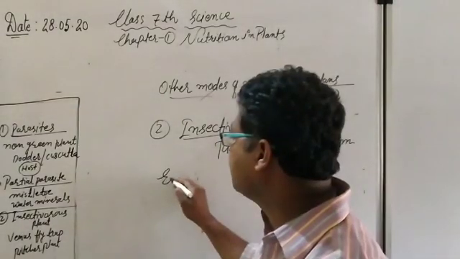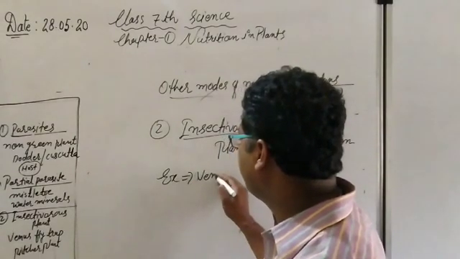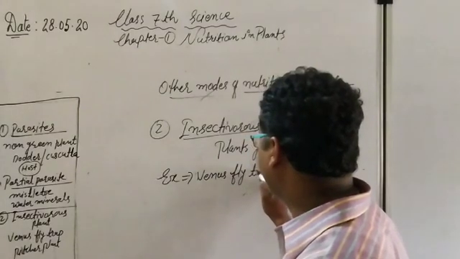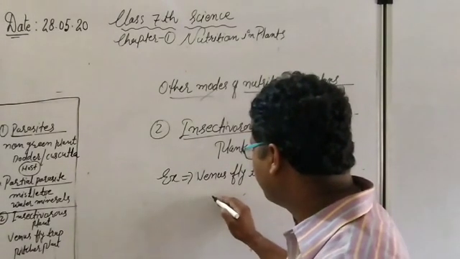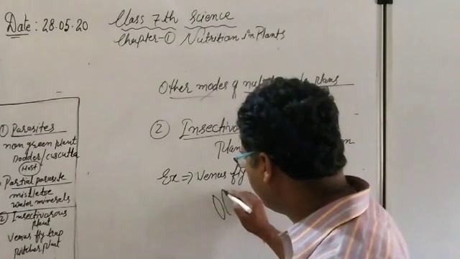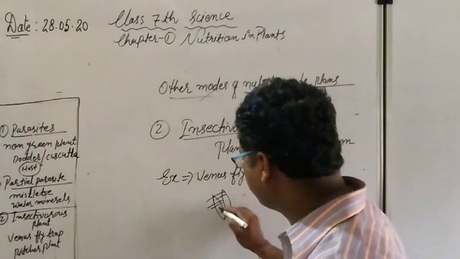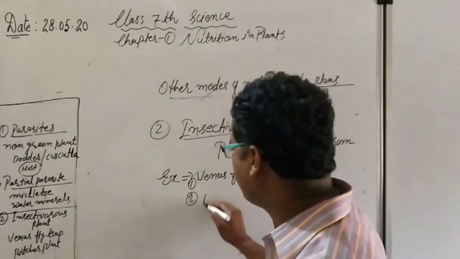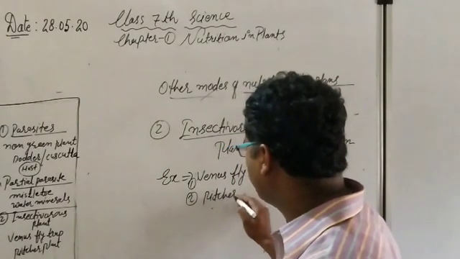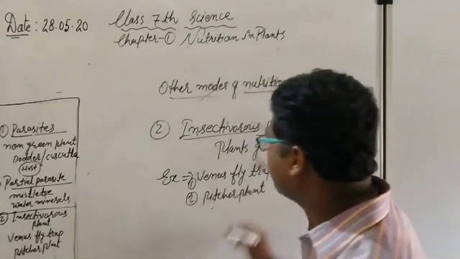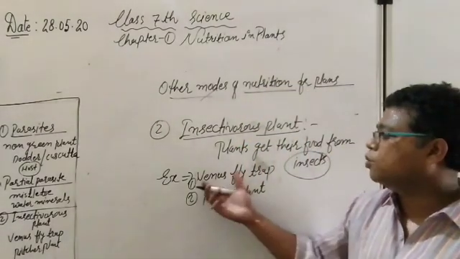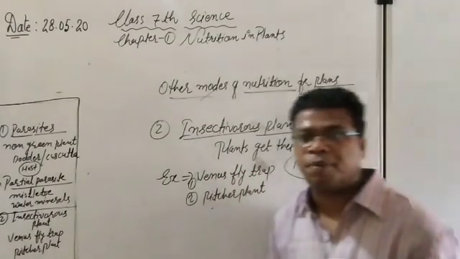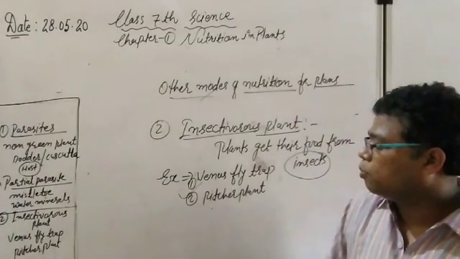For example, a very easy example that we can see is the Venus flytrap. It has two parts like that, and they contain so many hairs. Venus flytrap is the first example, and the second is the pitcher plant. For more information, you can see the figure also. By seeing the figure, you can easily understand what the Venus flytrap and the pitcher plant look like. I will explain the pitcher plant's mode of nutrition.